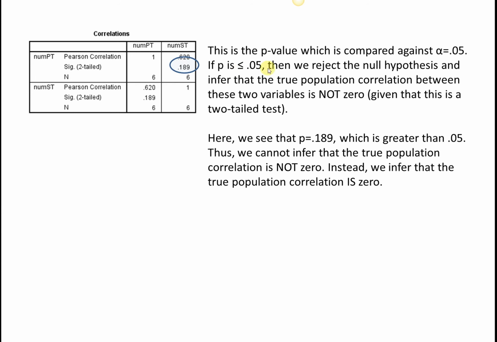So that's our threshold for rejecting the null and feeling more comfortable about saying that yes, there's a relationship as opposed to no relationship. So if our p-value is less than or equal to 0.05, that's our alpha level, then we reject the null hypothesis and infer that the true population correlation between the two variables is not 0. So we can see, though, that the p-value that's printed out right here is 0.189. That's clearly greater than 0.05. So based on this, we would not reject the null hypothesis, and we would infer that the null is actually true, that within the population, the relationship between number of parking tickets and number of speeding tickets is equal to 0.